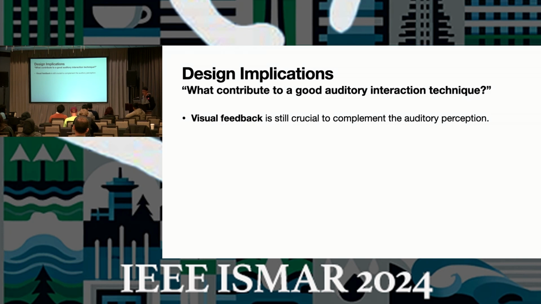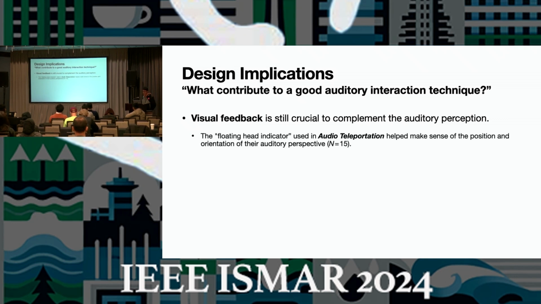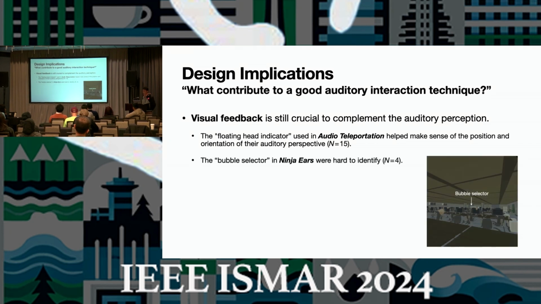Although the study focused on auditory alternatives for scaffolding search and navigation, participants indicated that visual feedback actually remained crucial. For example, the floating head indicator in audio teleportation helped participants better understand the position and orientation of the audio perspective in the space. On the other hand, the ninja ear selection mechanism, which uses a bubble selector, sometimes suffered from visibility issues, especially with occluded objects, leading to high uncertainty.